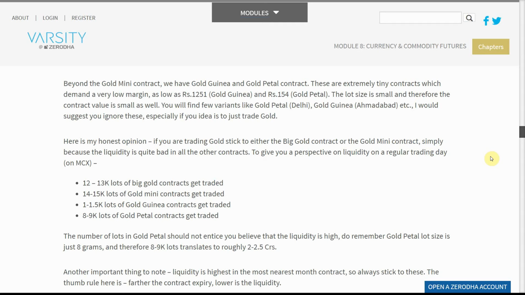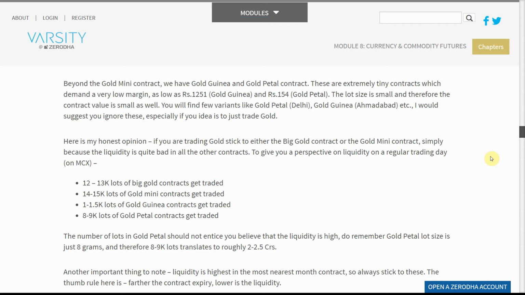You will find a few variants like Gold Petal Delhi, Gold Guinea Ahmedabad, etc. I would suggest you ignore these, especially if your idea is to just trade gold. Here is my honest opinion: if you are trading gold, stick to either the big gold contract or the Gold Mini contract, simply because the liquidity is quite bad in all the other contracts. To give you a perspective on liquidity, on a regular trading day on MCX, 12-13K lots of big gold contracts get traded.